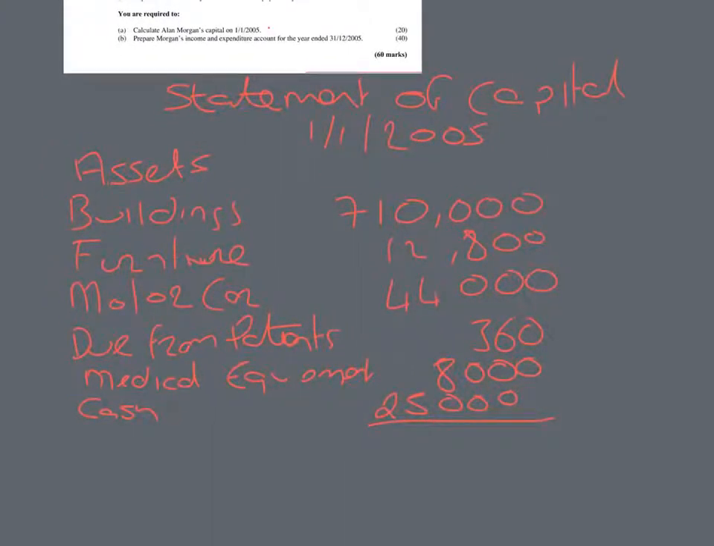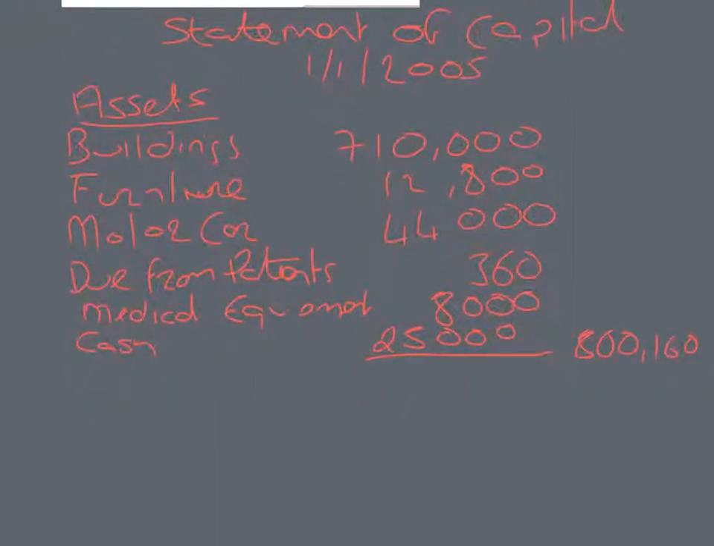When we add all of them up, we get €800,160. So that's our total assets, the value of our assets. Then all we need to do now is add up our liabilities, and we've only one liability. I'll put in a liability heading here. And it's only telephone due, and that's going to be 1,400.